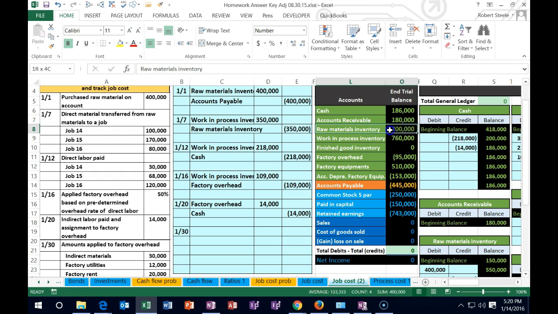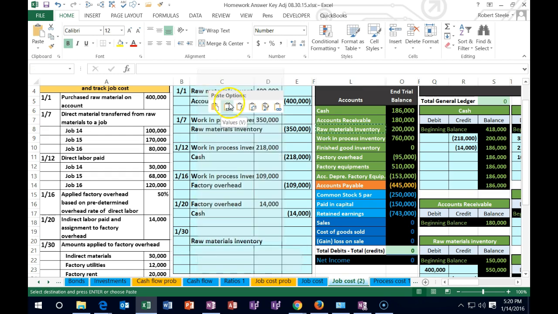So this account's going to go down, the raw materials. It has a debit balance. We're going to make it go down with a credit. So I'm going to copy that. I'm going to put it in the credit by going under the date, right click, and paste 1, 2, 3. Also note that some problems might have two raw material accounts, meaning one for direct raw materials, one for indirect raw materials.